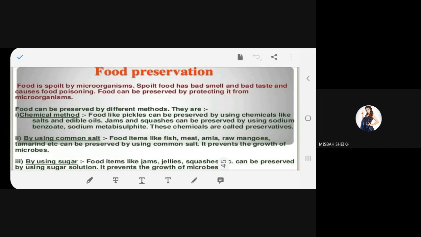Food preservation. Food is spoiled by microorganisms. Spoiled food has a bad smell and bad taste and causes food poisoning. Food can be preserved by protecting it from microorganisms.